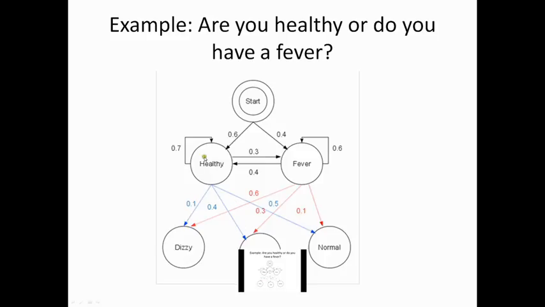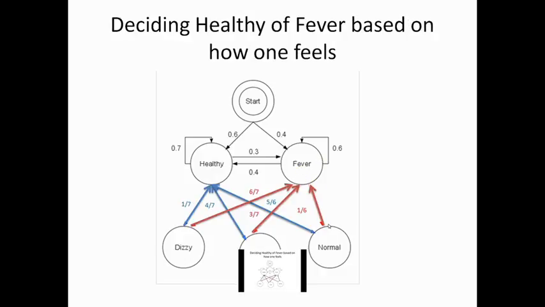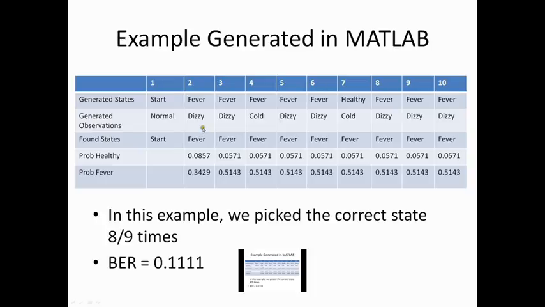So when you're healthy, you have these probabilities of how you feel. When you have a fever, you have these probabilities of how you feel. And here's what it generated. You start off normal, then dizzy, dizzy, cold, dizzy, dizzy, cold, dizzy, dizzy, dizzy.